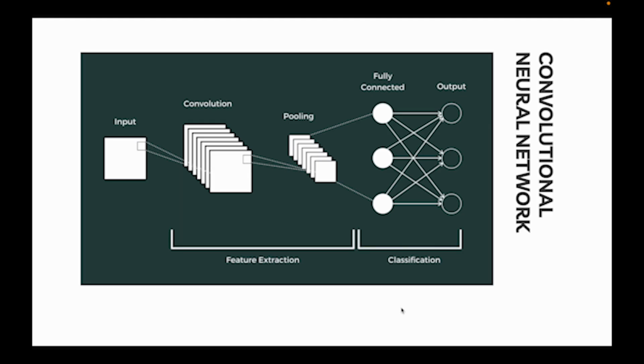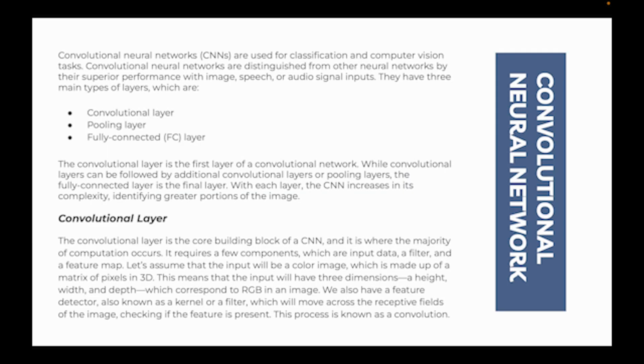Hello everyone, this is Chinmayee B21123. Now let me tell you about convolutional neural networks. These are used for classification and computer vision tasks. There are mainly 3 types of layers: convolutional layer, pooling layer, and fully connected layer.